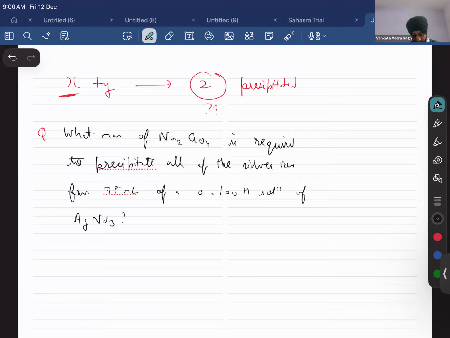So, what is the concentration, sir? 0.1 molar solution of AgNO3 is there. So you have to write a reaction yourself first of all here. Getting my point? Okay. Na2CrO4 will react with AgNO3 to produce something. That something you have to tell me.